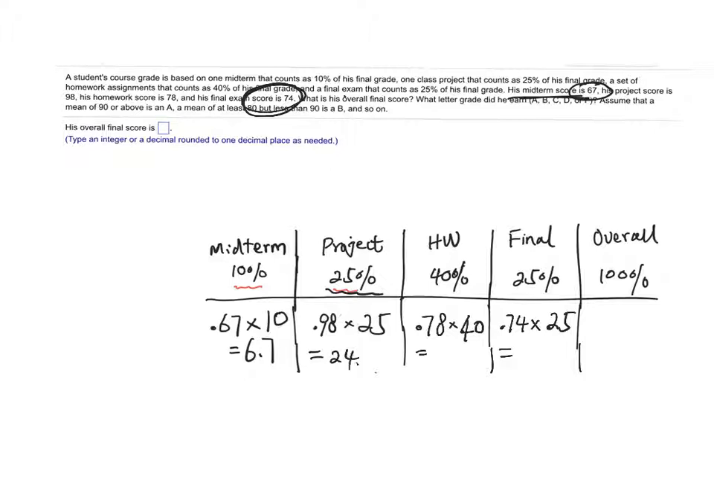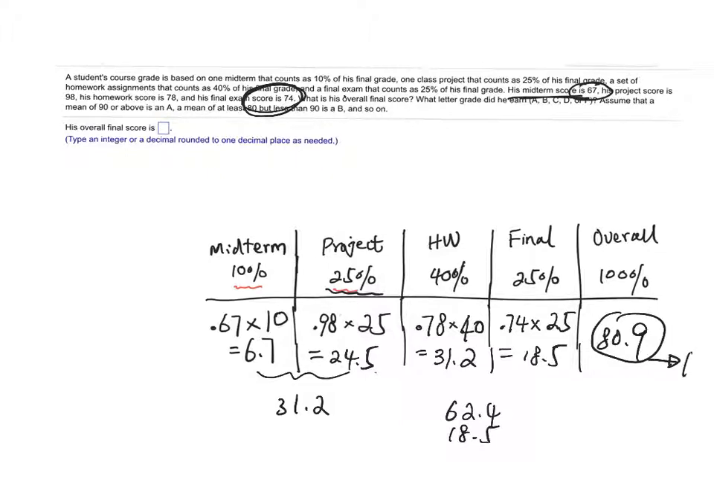So this actually turns out to be 24.5, and this is 31.2, and this is 18.5. Then you add all this together, and that would be your final grade. So like this would be 31.2 plus 31.2, which will be 62.4, plus 18.5. So you're getting 80.9, which would be considered a B grade. So this is how an overall final score is usually computed based on the weights from all these categories.